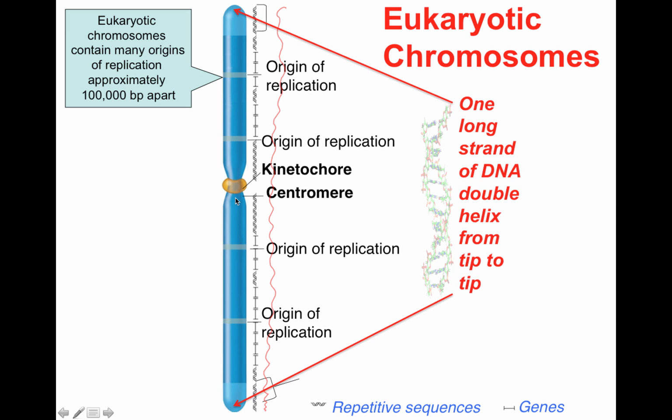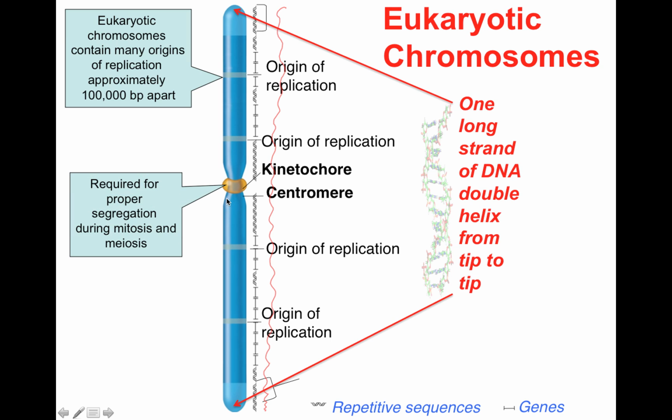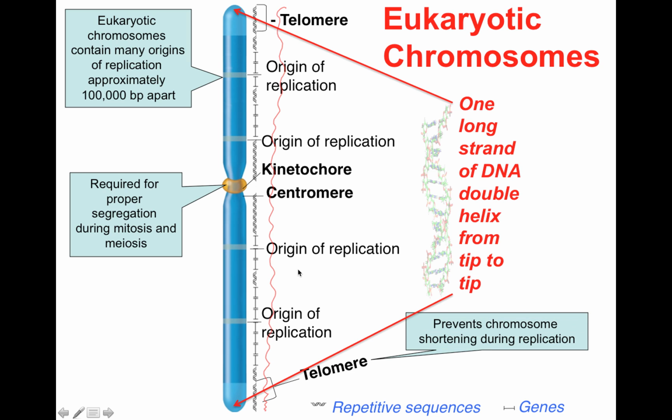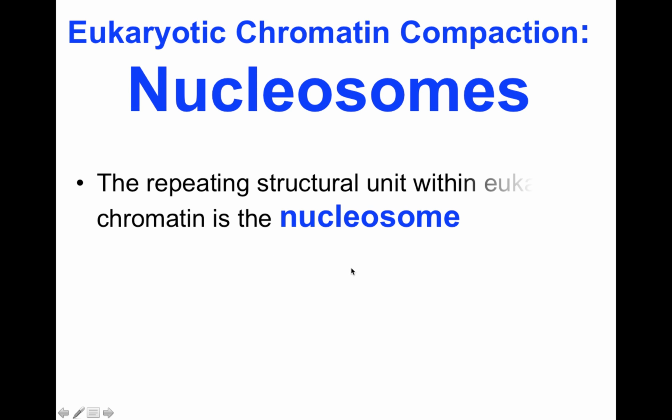They have at the middle of the chromosome a centromere to which is attached a kinetochore, which is a complex of proteins that aid in making sure the two sister chromatids go to opposite poles during mitosis. They have telomeric regions on the ends of the chromosomes, which prevent shortening during DNA replication. And all of this DNA is wrapped around structures called nucleosomes. Nucleosomes aid in eukaryotic chromatin compaction.